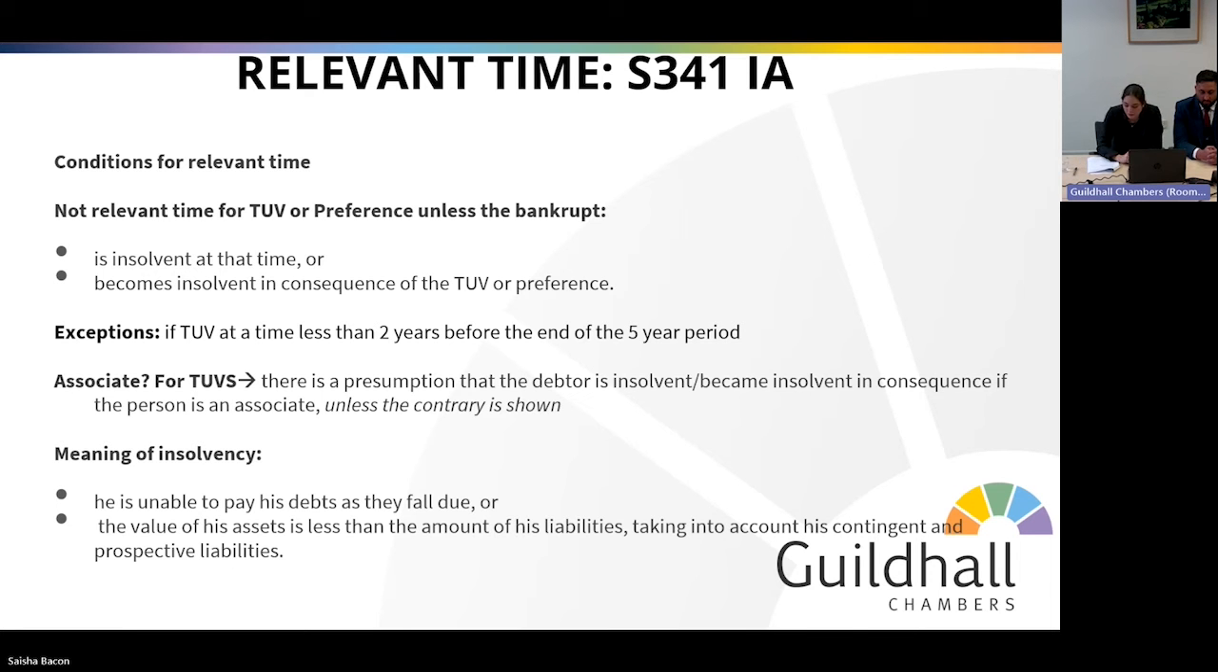Again, the court will consider who the transaction was with. And if the transaction is with an associate of the bankrupt, then there is an automatic presumption of insolvency unless the contrary is shown for transactions at an undervalue. So those are two quite important things to consider when considering the relevant time. And it might assist your case or it might not. And I've just set out the meaning of insolvency there again, but I don't intend to go through that.